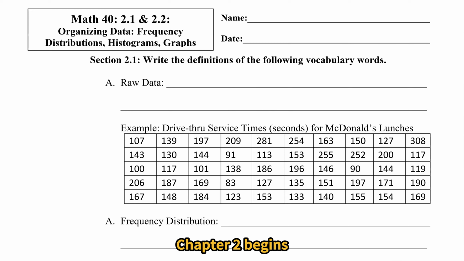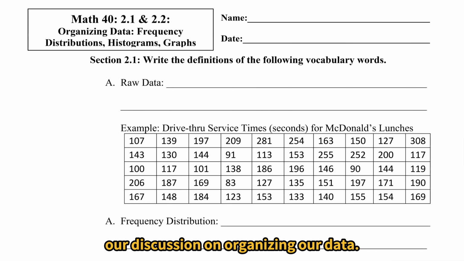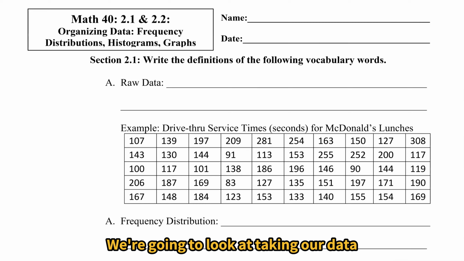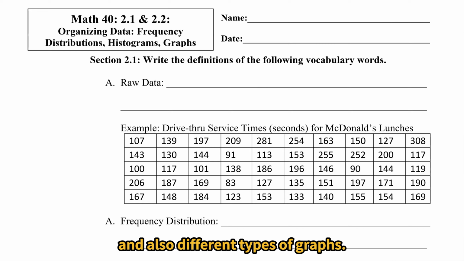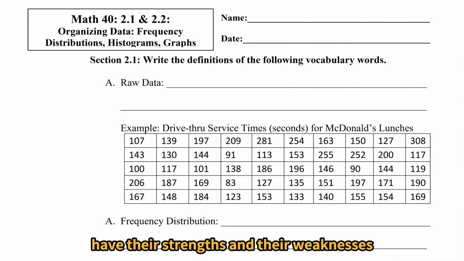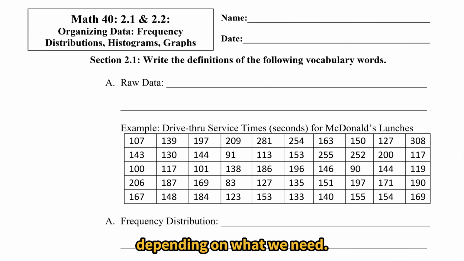Chapter 2 begins our discussion on organizing our data. We're going to look at taking our data and turning it into different types of tables and also different types of graphs. And all of them have their strengths and their weaknesses, depending on what we need.